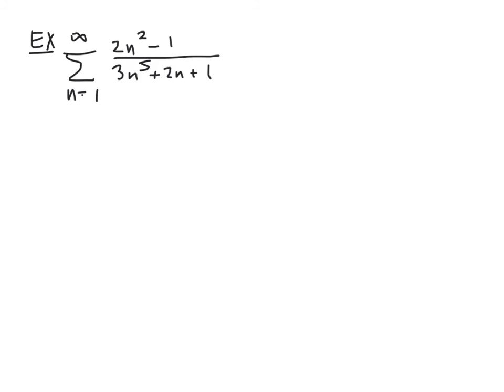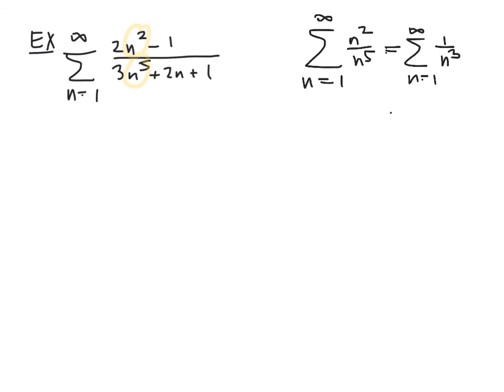Okay. Now that you've had a chance to pause the video, what do we do? Well, when you're trying to figure out what to compare it to, you need to know what is the biggest function in the numerator and what's the biggest function in the denominator. The biggest thing in the numerator is this n squared piece. And the biggest piece of the denominator is this n to the fifth piece. We know that n to the fifth is always much bigger than n or 1. So we should compare it to n squared over n to the fifth, which simplifies to just 1 over n cubed.